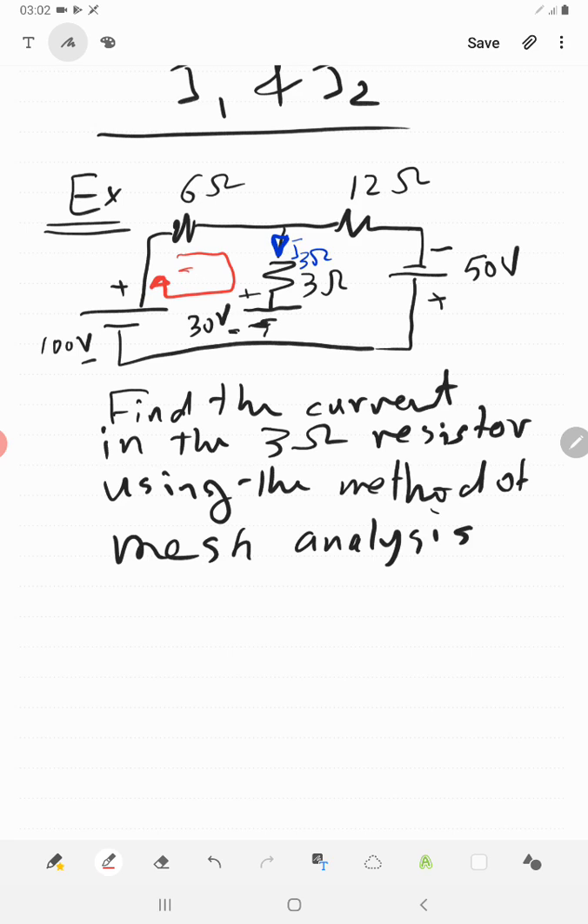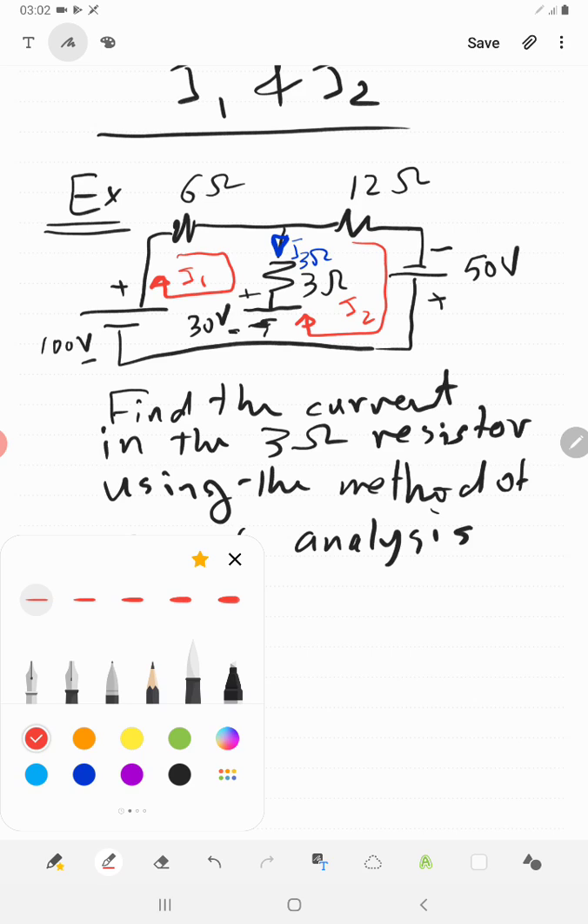This is loop I1 and this is loop I2. Always we assign the loops in the clockwise direction. Don't forget that, it's very important. Assign the loops in the clockwise direction. Okay?